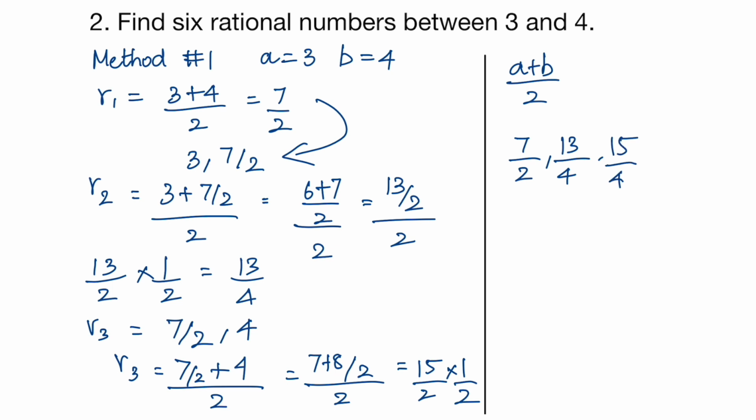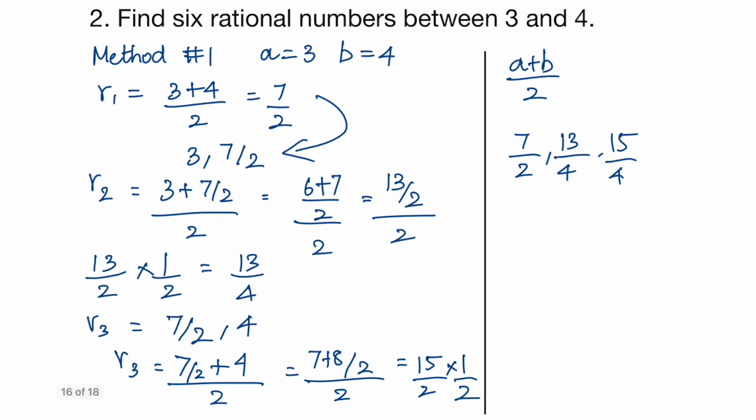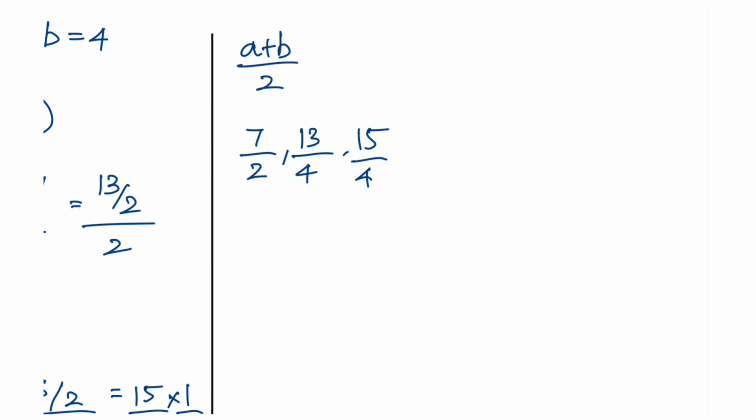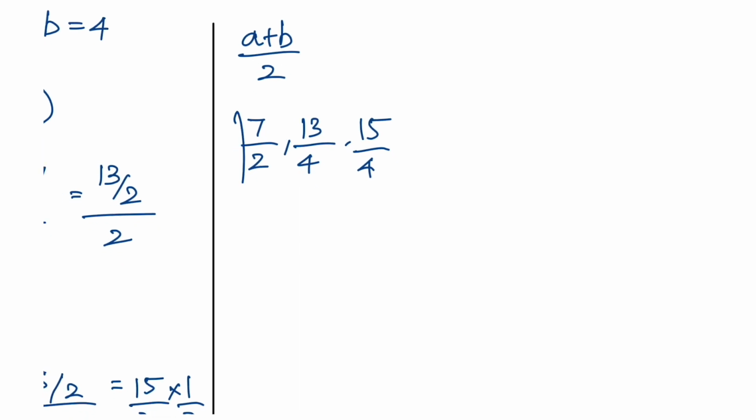Okay, so this is another rational number. Now we can use these numbers to generate more numbers. These are the rational numbers that we have found so far, right? Now we can use these to generate more rational numbers.